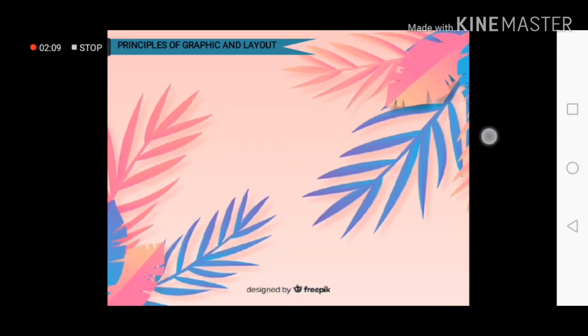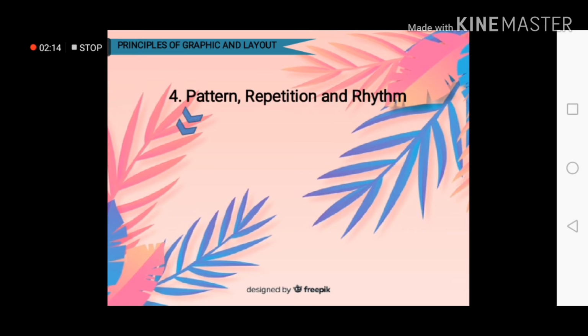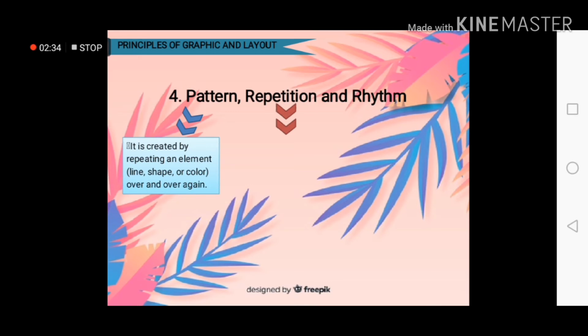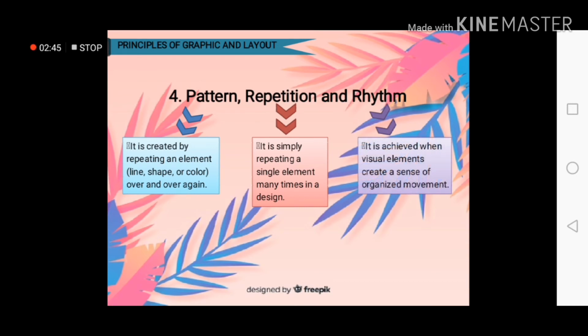So, next, pattern, repetition, and rhythm. Pattern, repetition, and rhythm are the repeating visual elements on an image or layout to create unity in the layout. Pattern is created by repeating an element like line, shape, or color over and over again. Repetition is simply repeating a single element many times in a design. While rhythm is achieved when visual elements create a sense of organized movement.